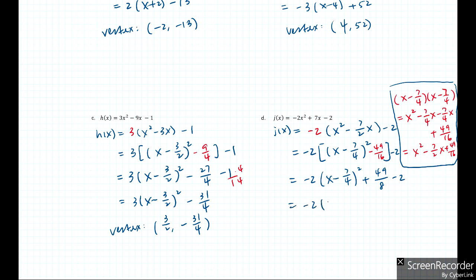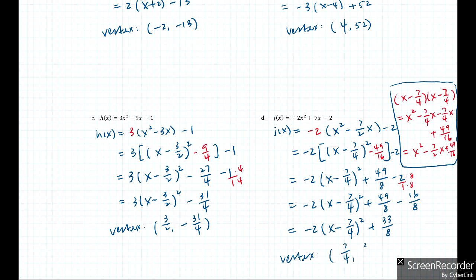So altogether we get this perfect square plus 49 over 8 minus 16 over 8. That comes from 2 being 2 over 1 and multiplying by 8 on both sides. So now we can finally combine the constant terms and get 49 minus 16 is equal to 33 all over 8. And therefore, if you wanted to find the vertex from the vertex form, we would get 7/4, 33 over 8 as a result.